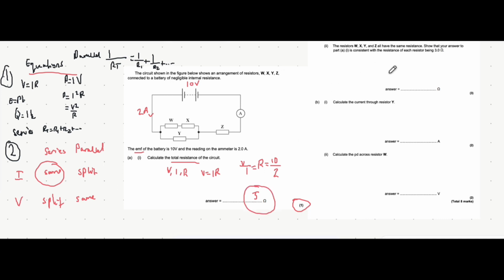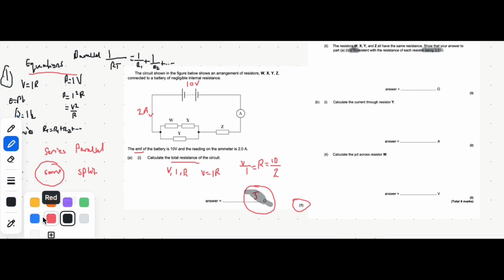Part 2 tells you that W, X, Y, and Z all have the same resistance. Let's get the highlighter tool out. Show that your answer to part A, which is that the total resistance is 5 ohms, is consistent with each resistor being 3 ohms. So what this is asking you in a fancy way is basically show that when each of these resistors is 3 ohms, the total circuit resistance is actually 5 ohms like you calculated. So let's have a go at doing that.